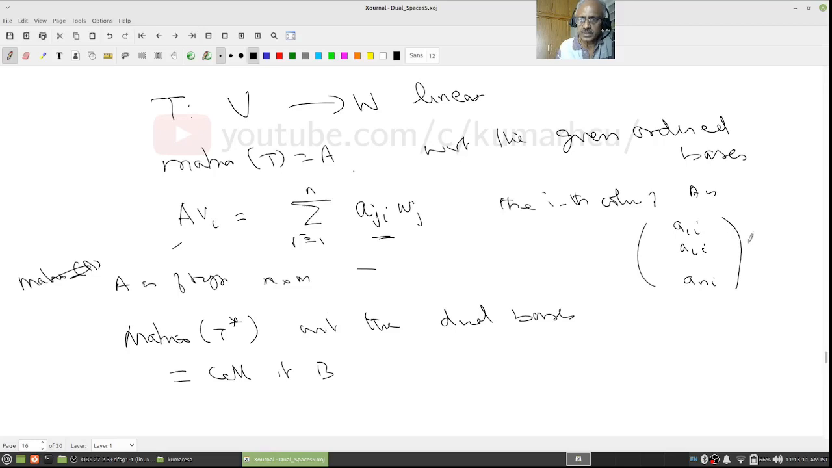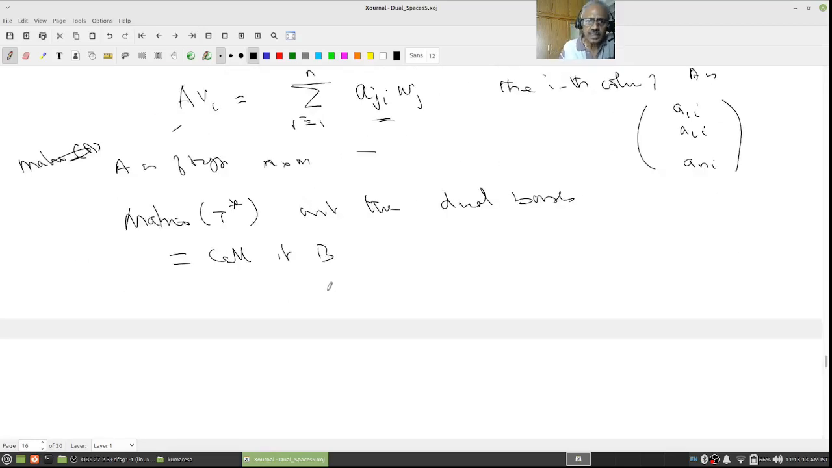Is it okay? There are N rows. Okay. And this will be... T star is from where to where? W star to V star. This dimension is N, this dimension M. Therefore, this will be of type M cross N.